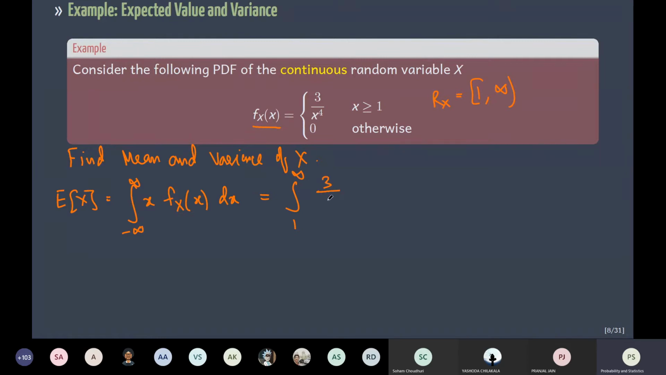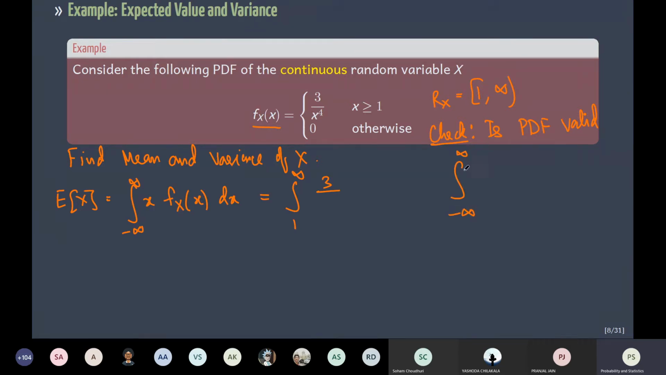It should be 3 by x to the 4, I guess. I think we have to check whether this is a valid PDF. I have a doubt whether it's 3 or 4 in the denominator, and to fix that I can do a test.